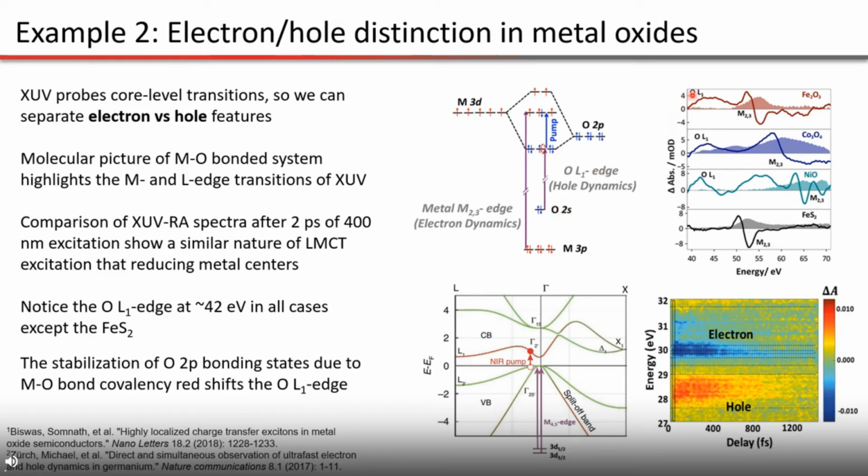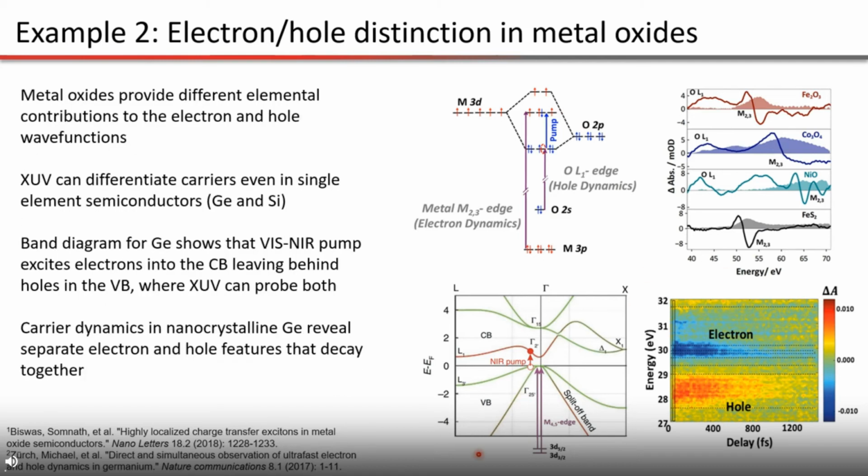The only time we don't see our oxygen L-edge is in this iron disulfide, where of course we have no oxygen. But what we do see is that the iron positive and negative features line up perfectly with the iron oxide positive and negative features because that iron center is not changing. The oxygen L-edge, you'll notice, is shifting a little bit. This is a direct relation to how those oxygen 2p bonding states are covalently interacting with the metal center, and this can be shifted because of the covalency of that metal.